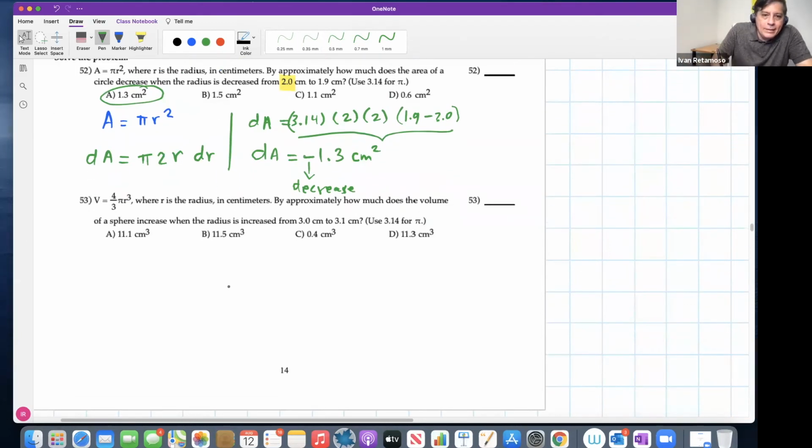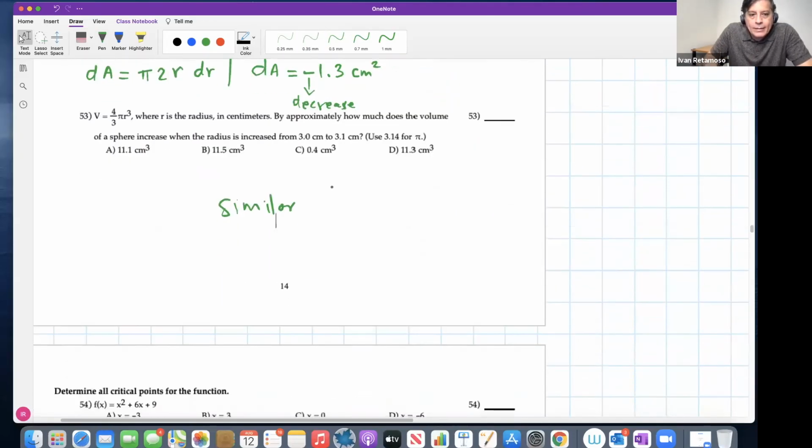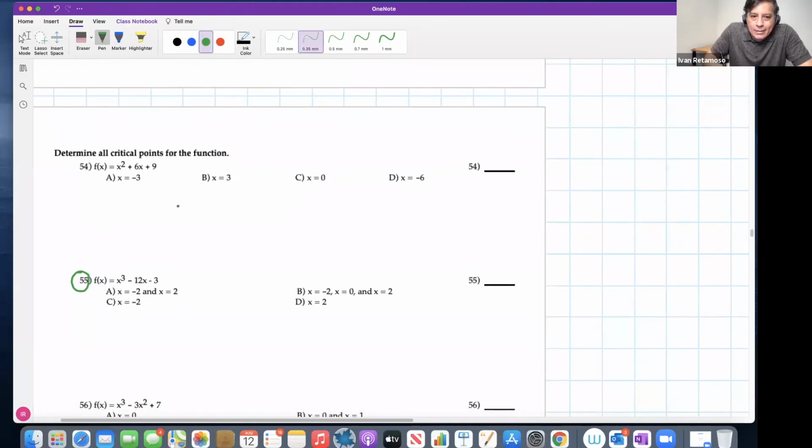Good. This one's similar, right? Do the same thing, but with this cubic formula, should be the same. This is simple. We will go straight to this. This will be similar to this.